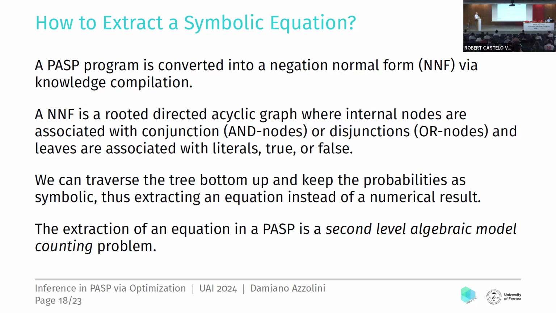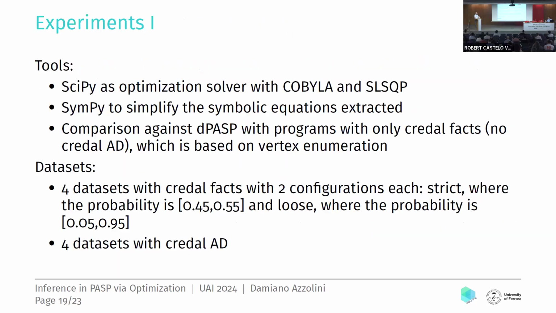Even more formally, this can be cast as a second level algebraic model counting problem, just to give you the name of the task we are dealing with. So, briefly surveying the experiments, we use CPI as an optimization solver, which provides constrained non-linear optimization with non-linear constraints, probabilistic as well as QB.